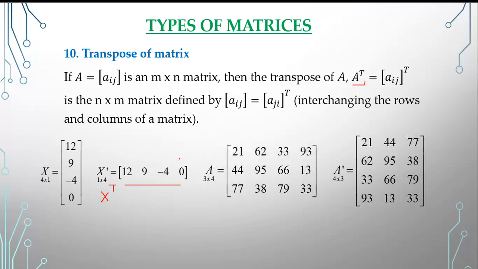Clear? Suppose you have this type of matrix. This matrix is a 3 by 4 matrix, meaning 3 rows and 4 columns, so 3 cross 4. When you take the transpose of this, this is A transpose, meaning your columns are converted into rows and your rows are converted into columns. So that is the transpose of the matrix. If your rows are converted into columns and your columns into rows, then the matrix you find is the transpose of the given matrix.